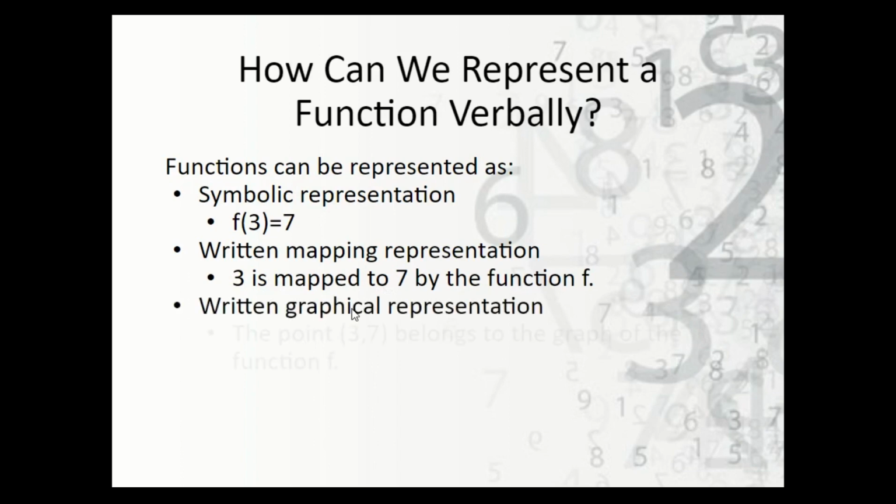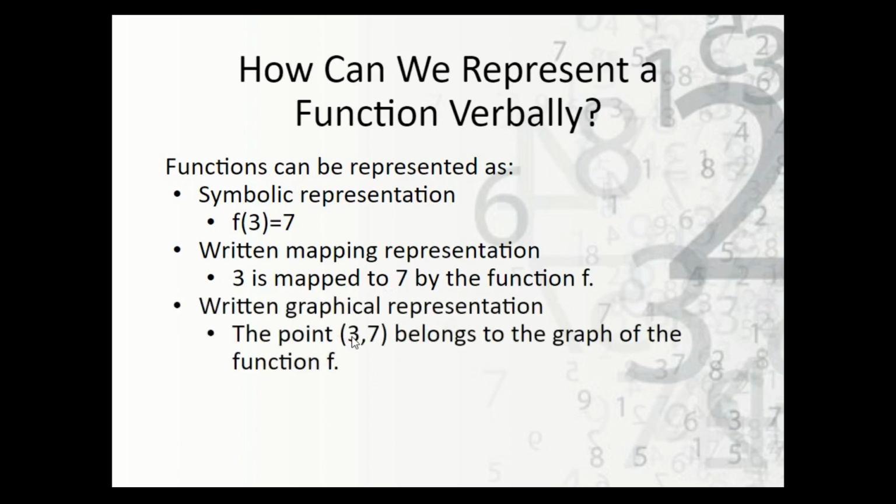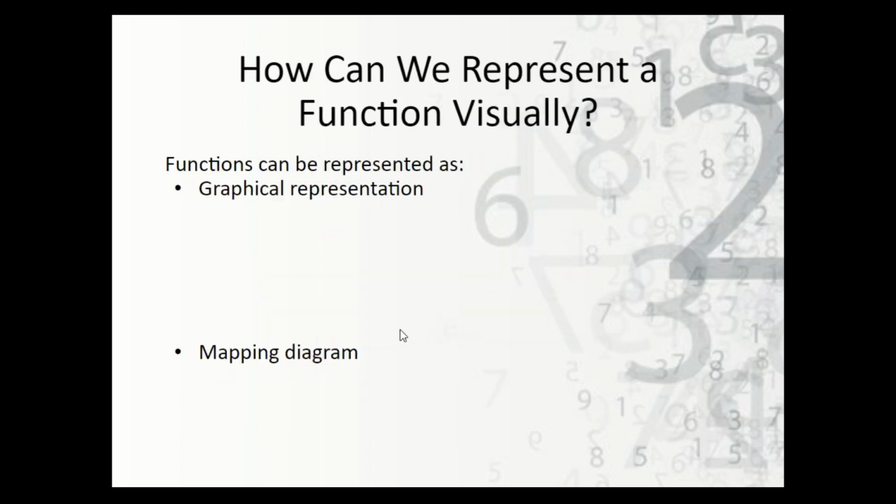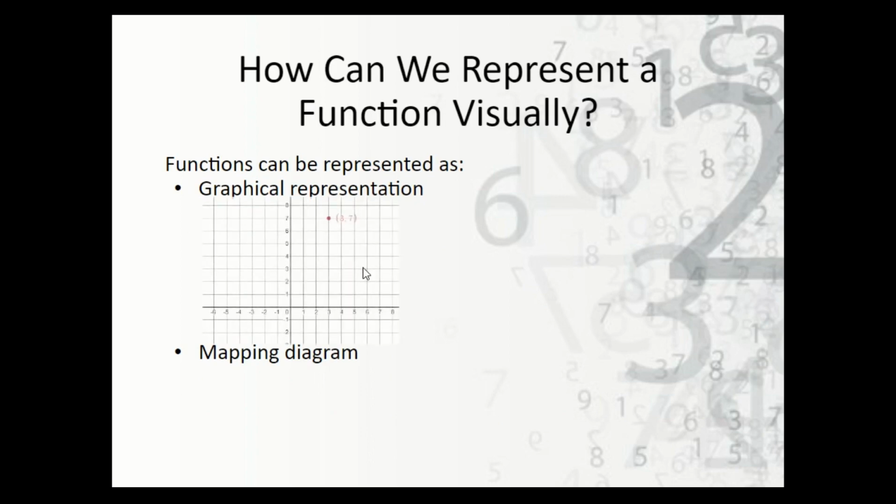We can do it graphically. So the point 3, 7 belongs to the graph of function f. We could say it as an image. So 7 is the image of 3, meaning 7 is the result when we plug 3 in. So it's just the backwards way of saying the mapping. We can also do it visually. So we could do it graphically, with a point here, 3, 7, on the graph. Or we could do a mapping diagram that looks like this, where we have 3 being mapped to 7 by an arrow.